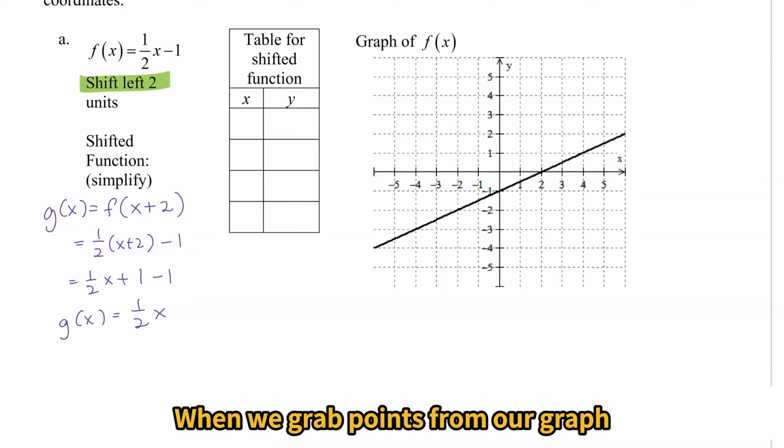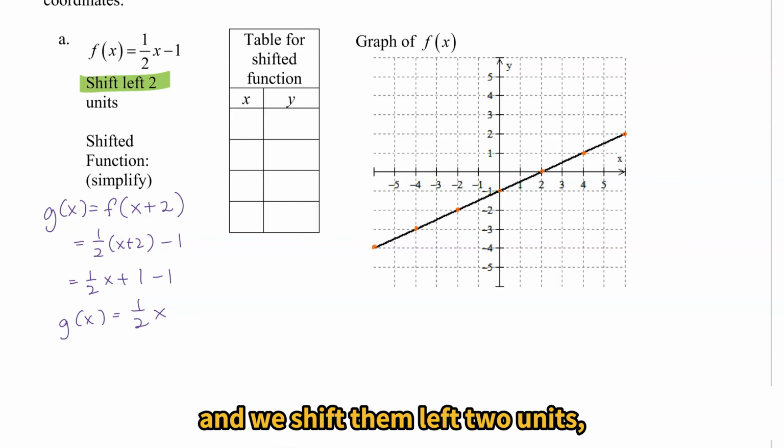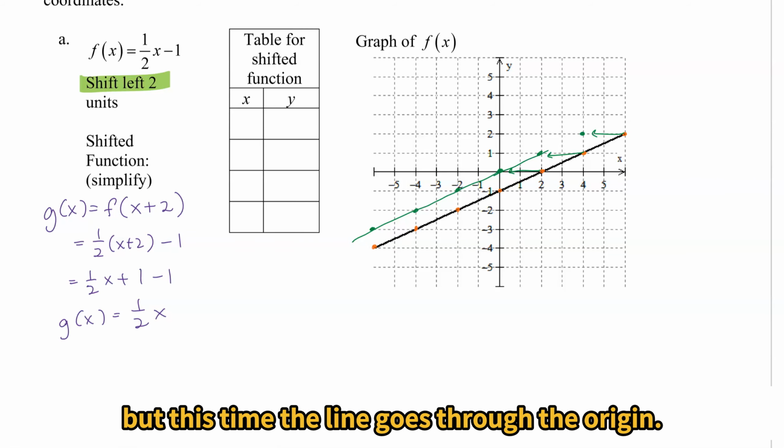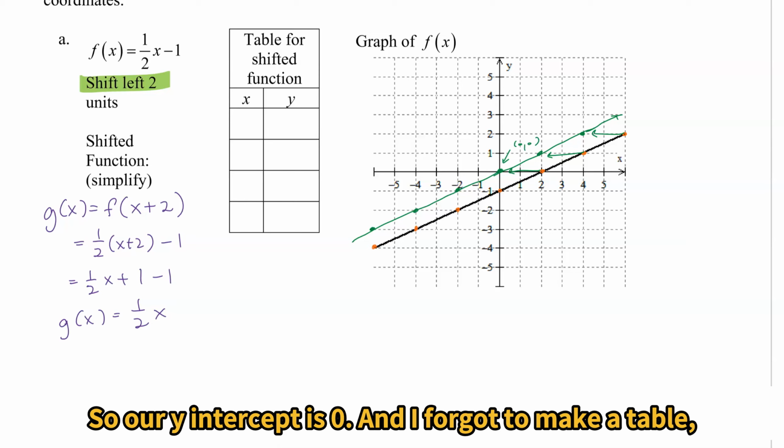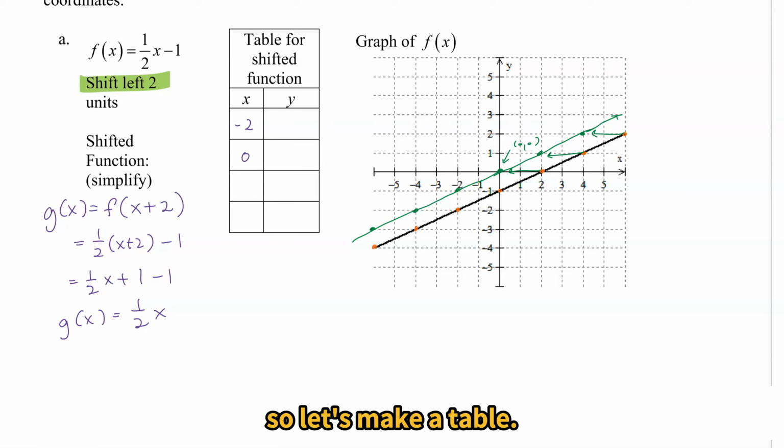When we grab points from our graph and we shift them left 2 units, we get another line, but this time the line goes through the origin. So our y-intercept is 0. And I forgot to make a table, so let's make a table.